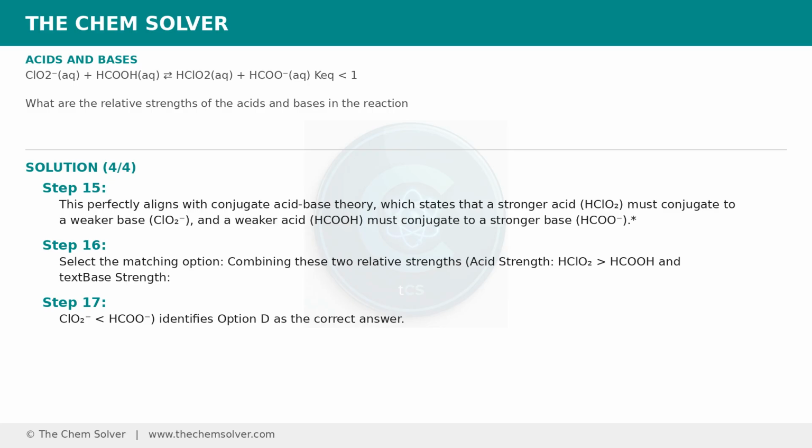Select the matching option, combining these two relative strengths. Acid strength: HClO2 greater than HCOOH, and base strength: ClO2 to the power negative less than HCOO to the power negative, identifies option D as the correct answer.